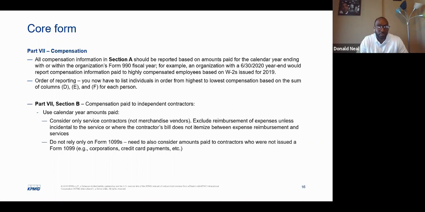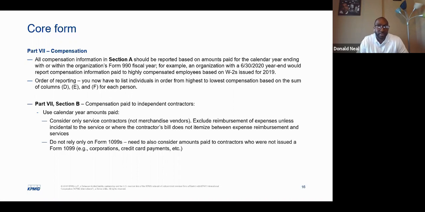So I will tell you, the first year going through this, it does look a little weird based on what it has been in prior years, but that is one of the new rules in regards to how we report on the Form 990. Part 7, Section B talks about compensation that's paid to your independent contractors, and you are to use the calendar year amounts, and you consider only service contractors, not merchandise vendors.